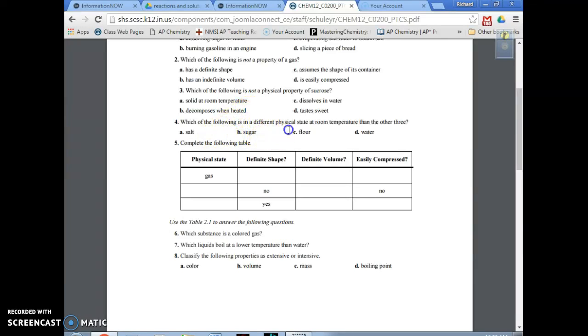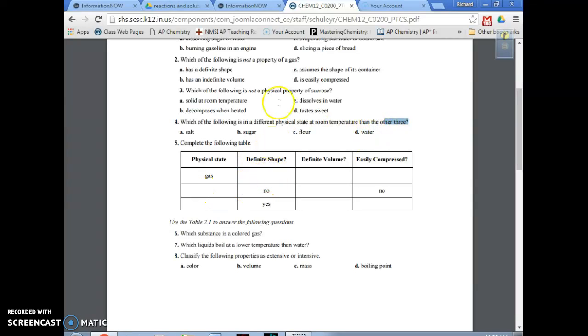Which of the following is a different physical state than the others? Well, salt at room temperature is a solid. Sugar at room temperature is a solid. Flour at room temperature is a solid. Water is a liquid at room temperature. So I'd pick water there.